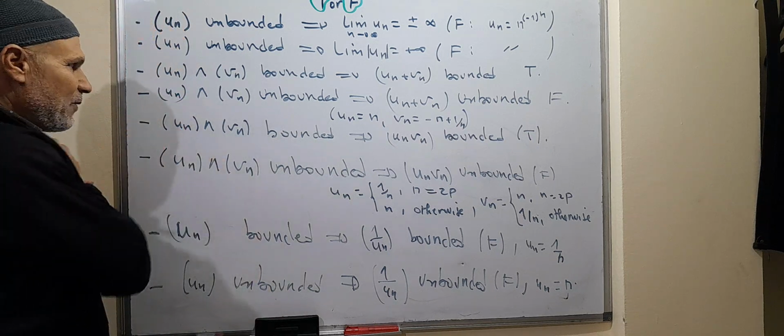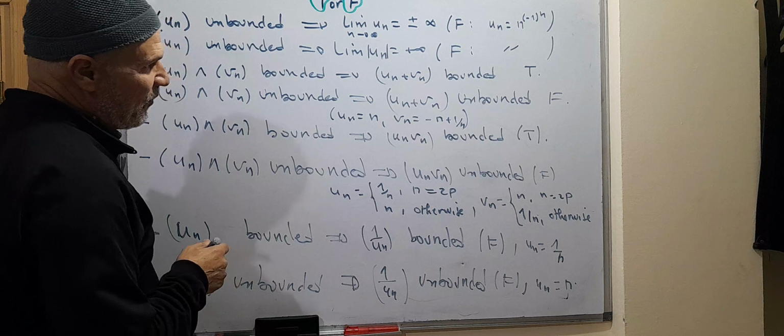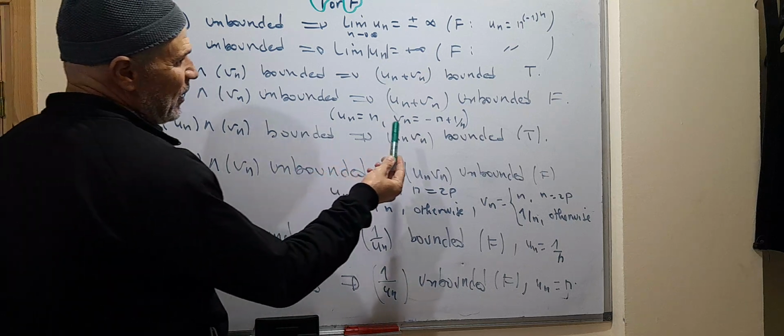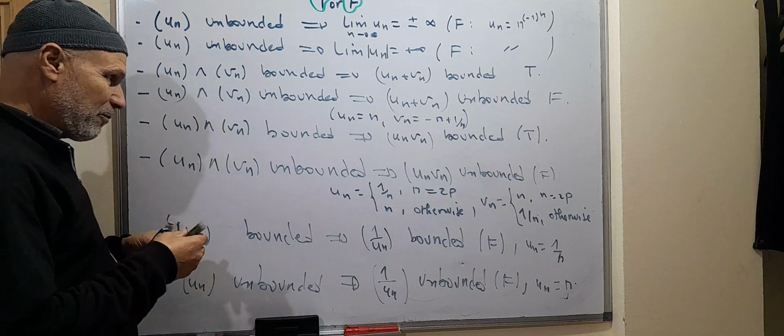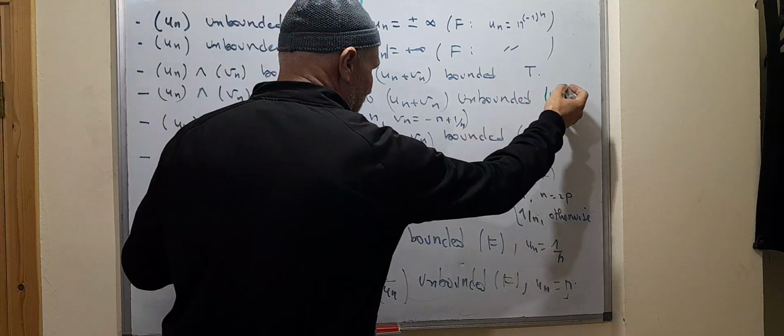Suppose that un and vn are unbounded, both of them. Is the sum unbounded? This is false. Why is this false? Because we can take a counterexample.